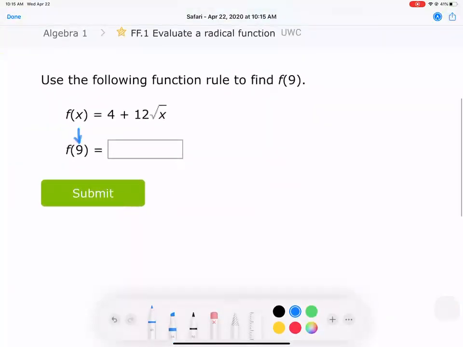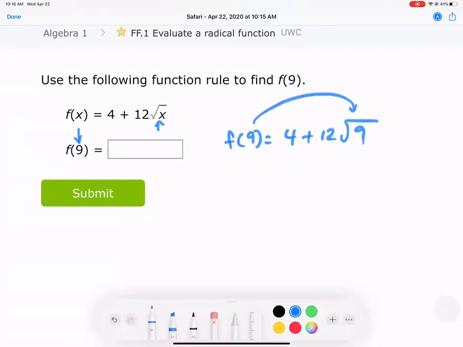X is now 9. Well, this becomes 9. So to show our work, f of 9 is 4 plus 12. Instead of writing x, well, x is now 9. So we write 9. Do we know what the square root of 9 is? Okay, that's going to be 3. So we're going to write a parentheses 3 to show all the work.